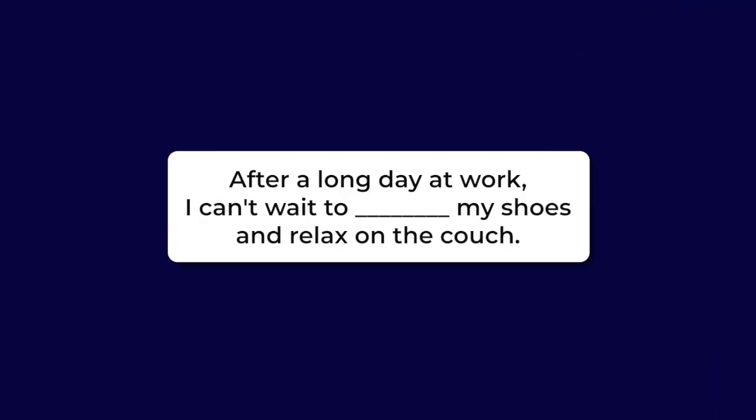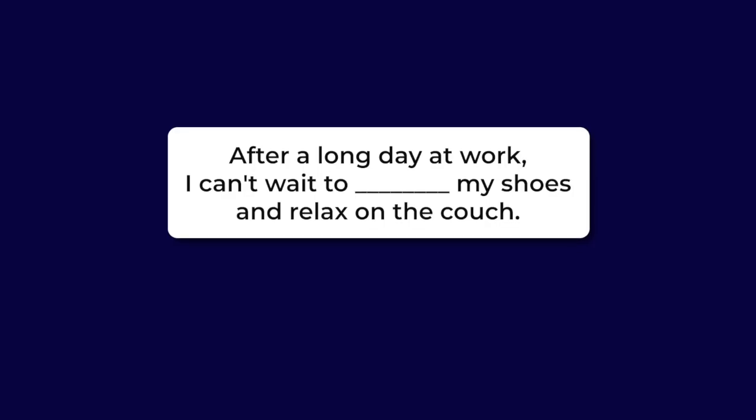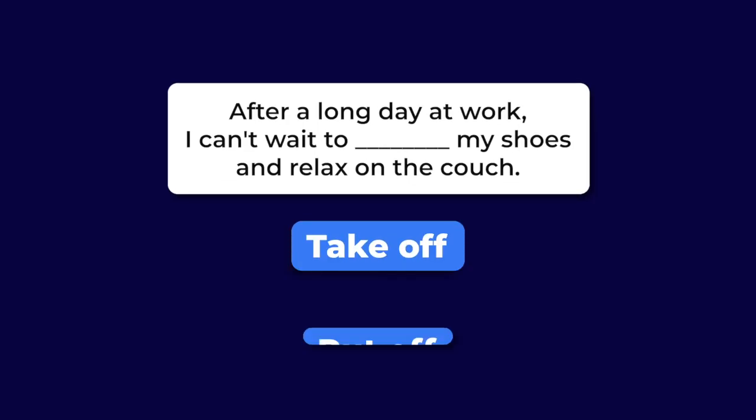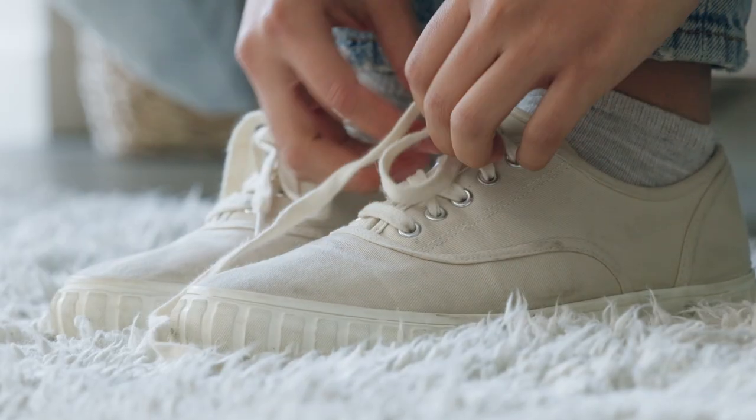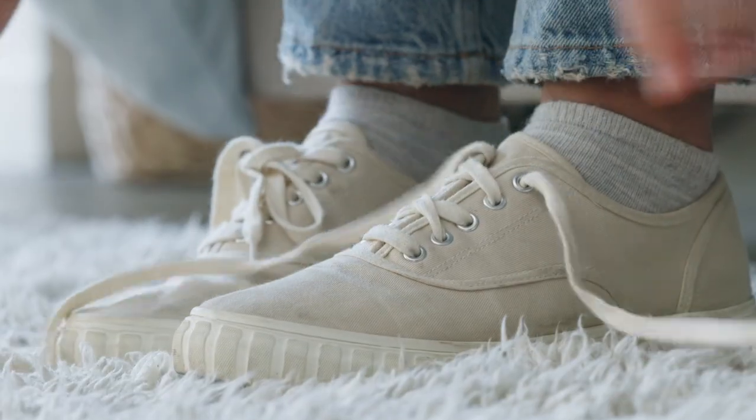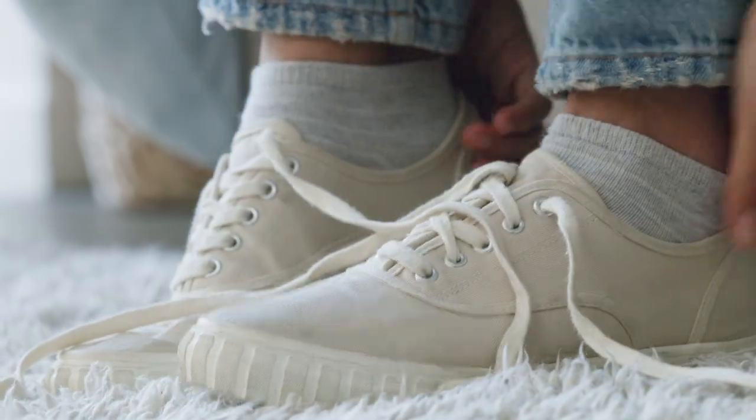In today's English lesson, you'll see a sentence on screen with a blank space. I'm going to give you 2 phrasal verbs to choose from, and you choose the correct phrasal verb. Let's get started. After a long day at work, I can't wait to blank my shoes and relax on the couch. Take off or put off. The correct answer in this sentence is take off. When you remove something from your body, like shoes or a shirt or pants, we say take off.